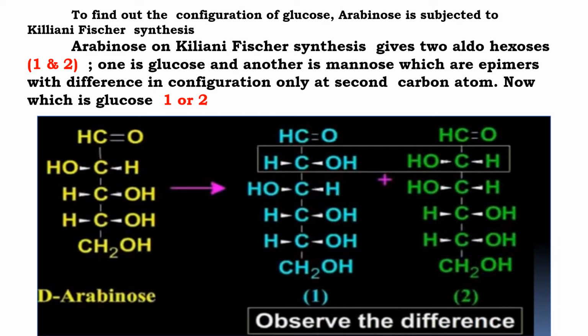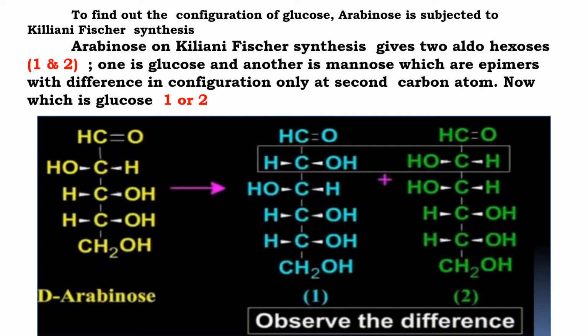So when I carry out Killiani-Fischer synthesis, I always get epimers as the product. And we know epimers or isomers have a difference in configuration for only one asymmetric carbon atom or one chiral center. So to find out the configuration of the second carbon atom of glucose, I am subjecting arabinose to Killiani-Fischer synthesis.